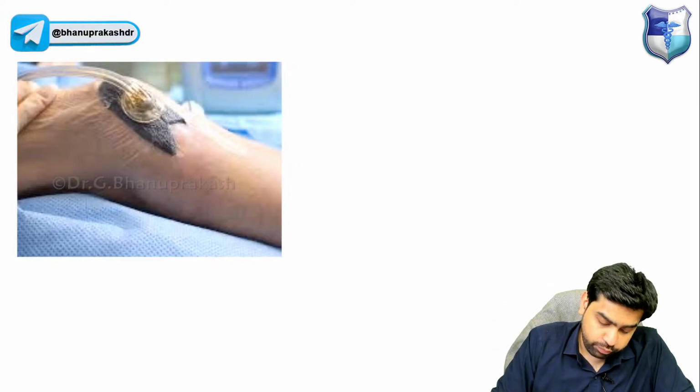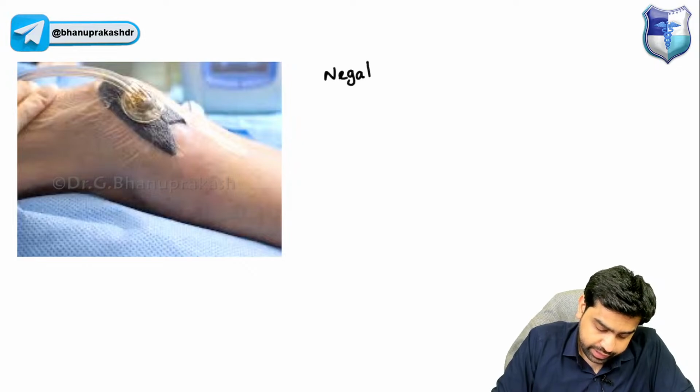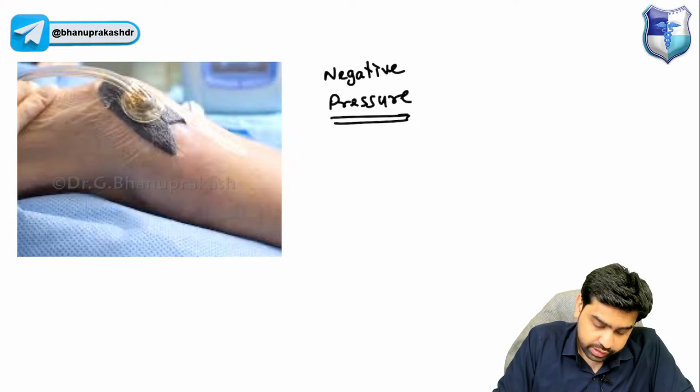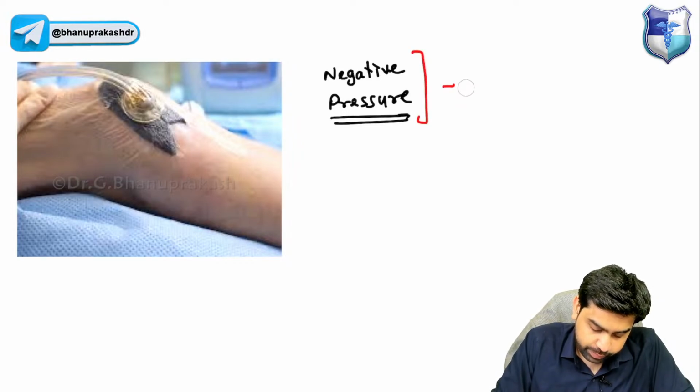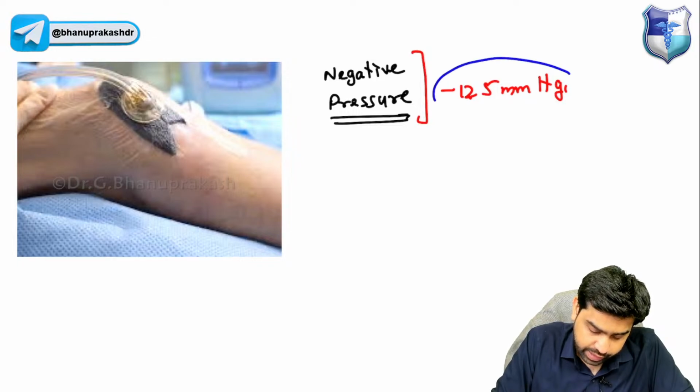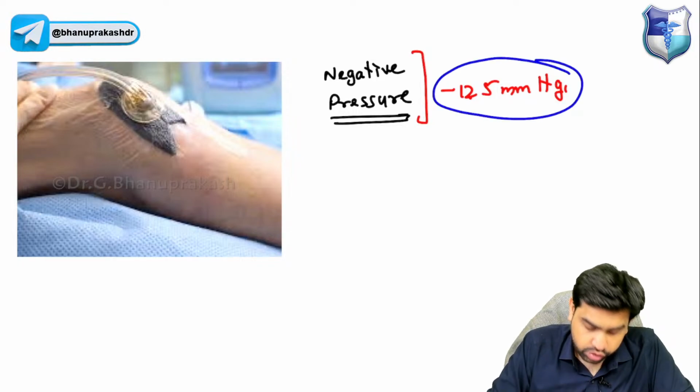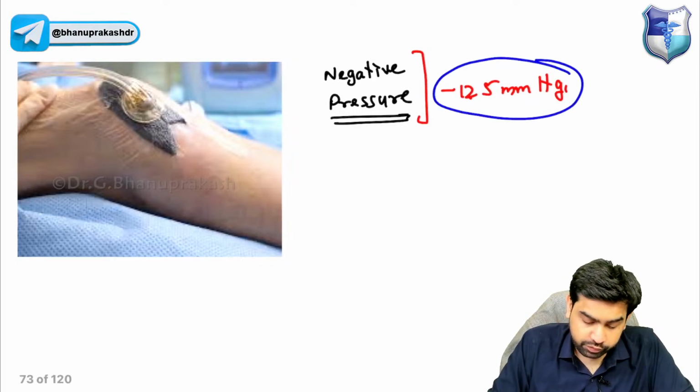And what is the negative pressure which is generated in this particular vacuum assisted closure? The negative pressure which is generated over here is minus 125 millimeters of mercury. Okay, what is it? It is minus 125 millimeters of mercury.